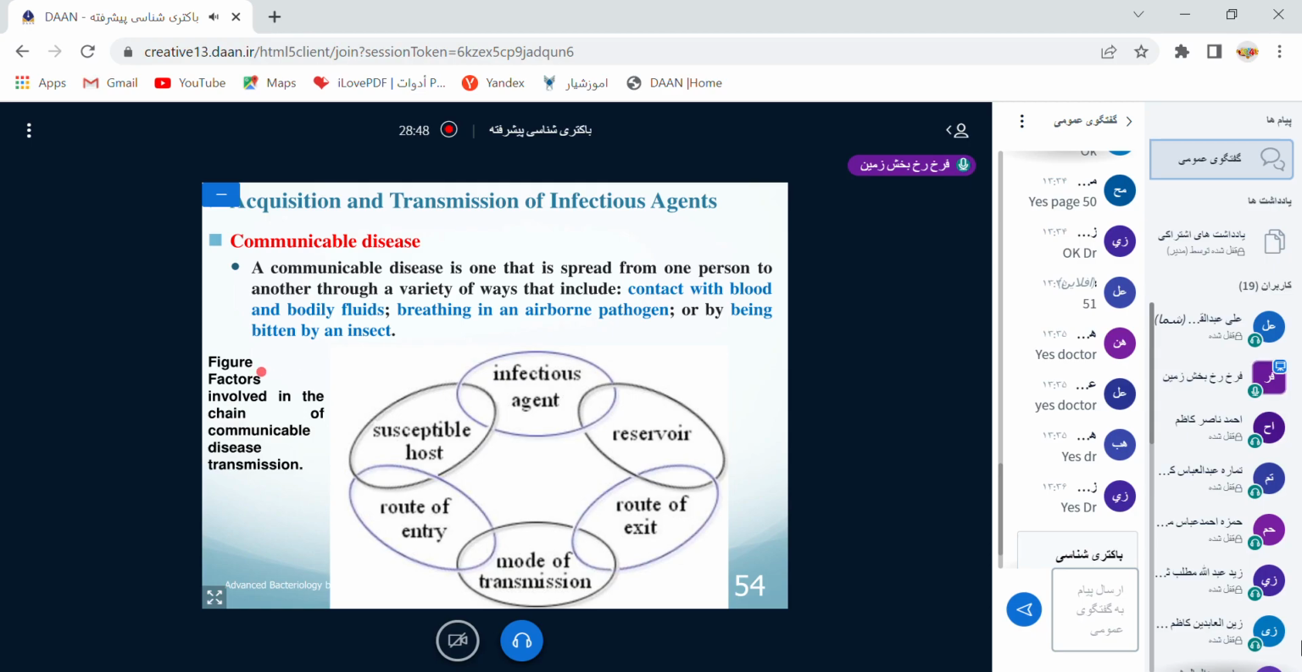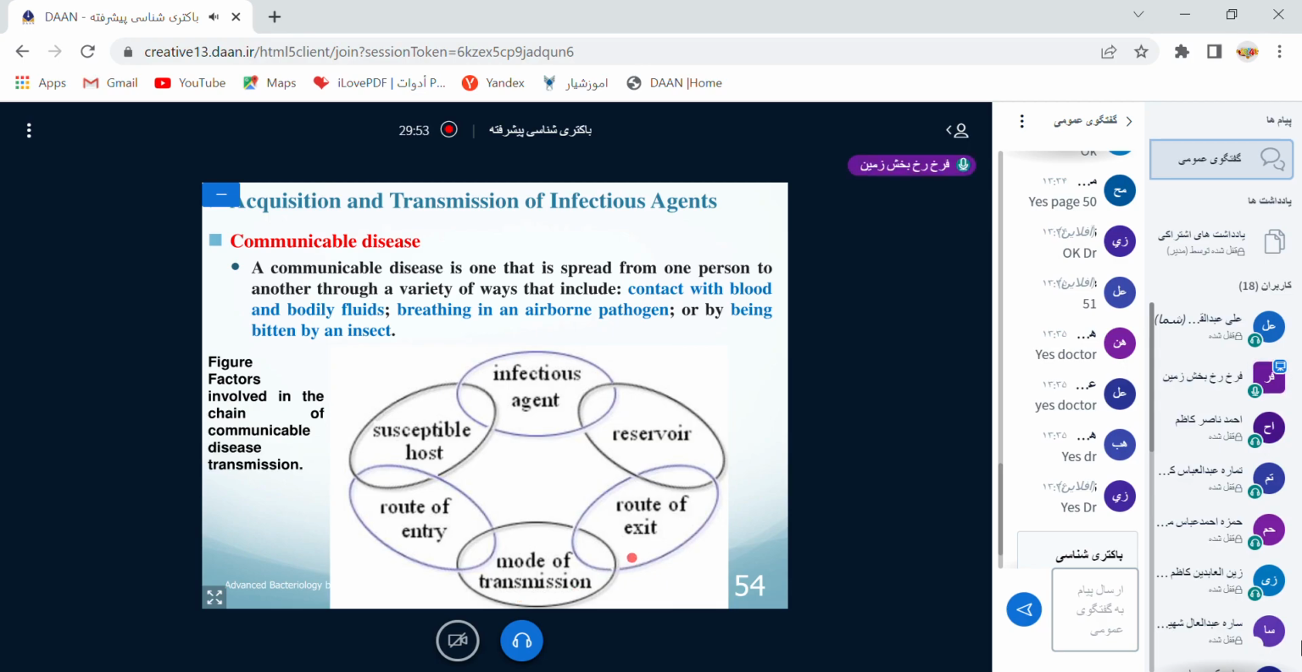What can we see in this figure? Factors involved in the chain of communicable disease transmission. When we have an infectious disease, it may or may not have a reservoir, but it has a susceptible host. So the infectious agent can transmit to a susceptible host. How? By finding a suitable route of entry and a mode of transmission: by air, by flies, by biting, by food, by vomit, by many routes.